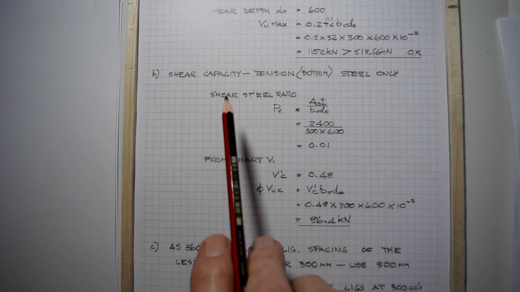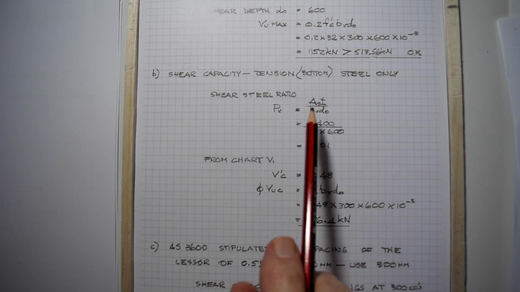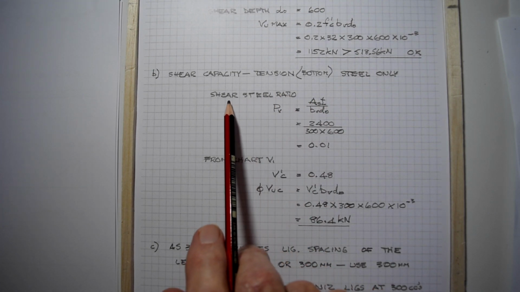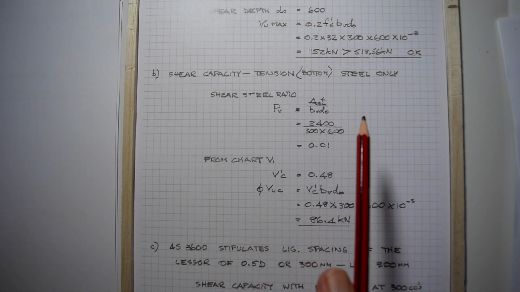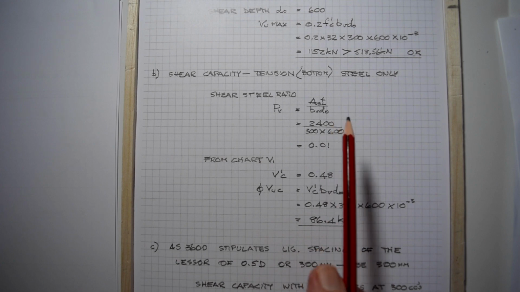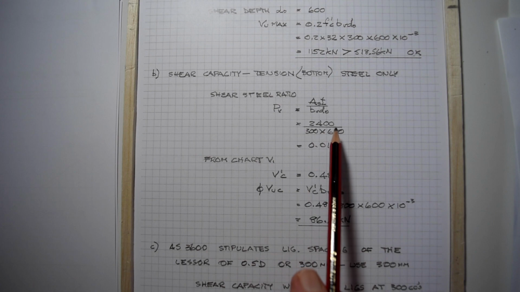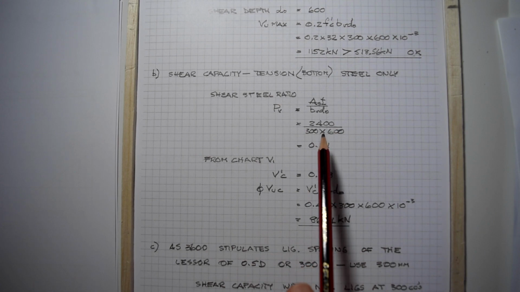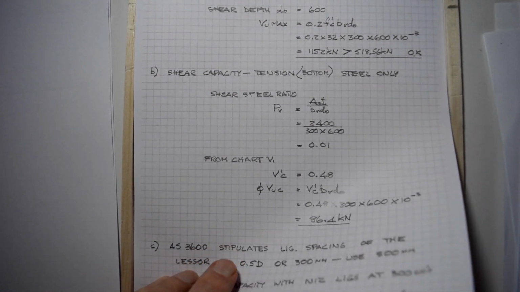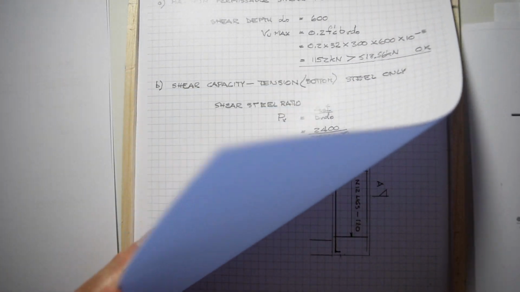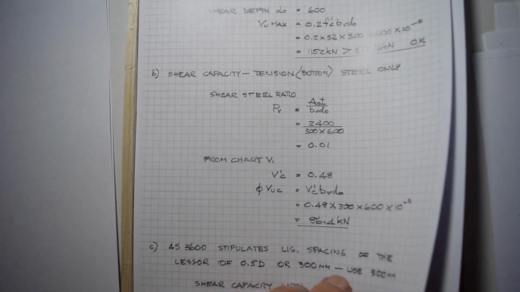Now, the shear capacity, taking the tension or bottom steel into account as well, is worked out as I did previously in the lecture notes there. PV, the area of steel over BVDO. The area of steel we have 2,400 square millimeters, multiplied by the breadth of the beam times the effective depth. It gives us a factor of 0.01. Now, if I just get the graph out, the two graphs, if you just bear with me while I get those out.